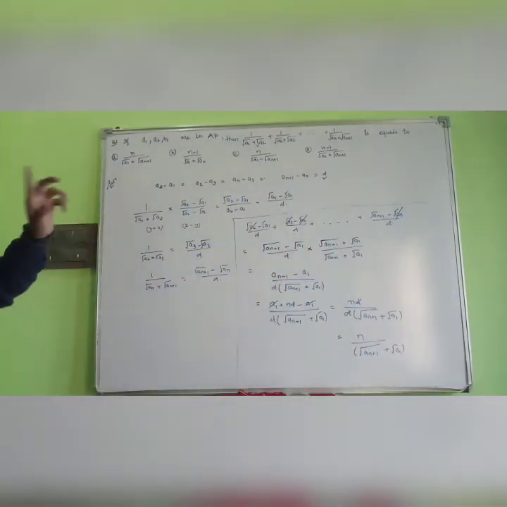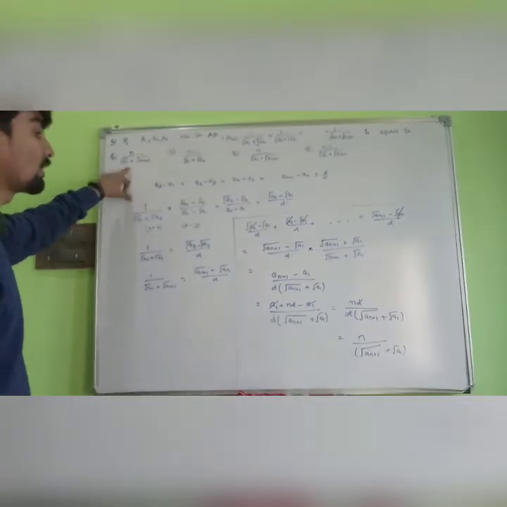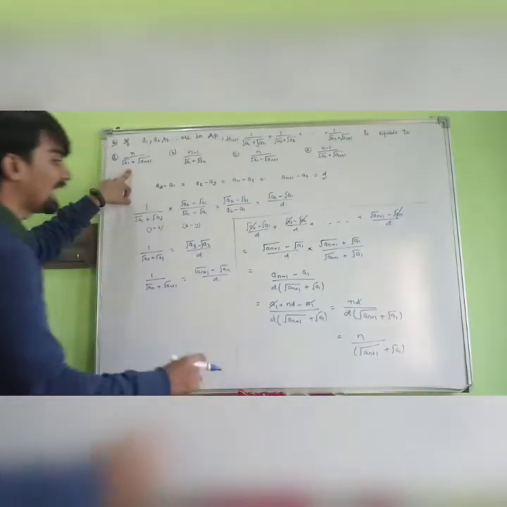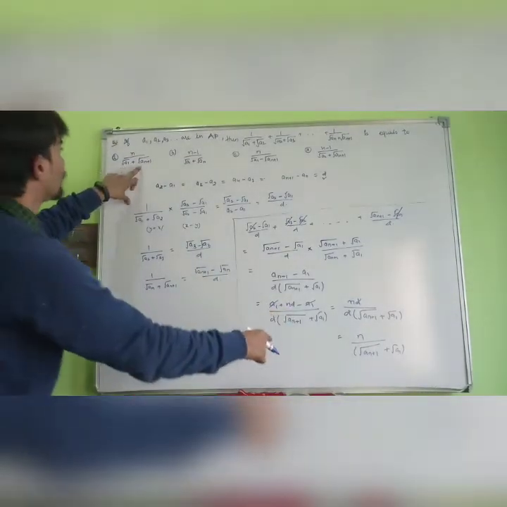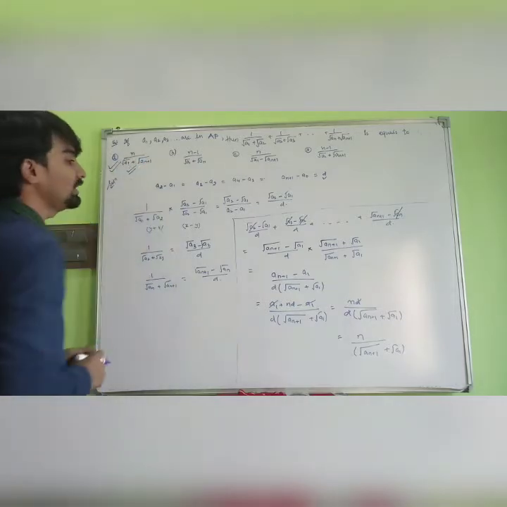If we check the options, this is not exactly the answer. Okay. We are having n over root a1 plus root an+1. So this will be the final answer of the question.